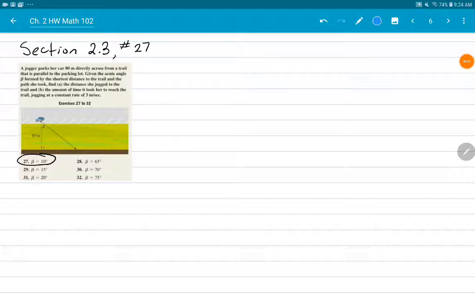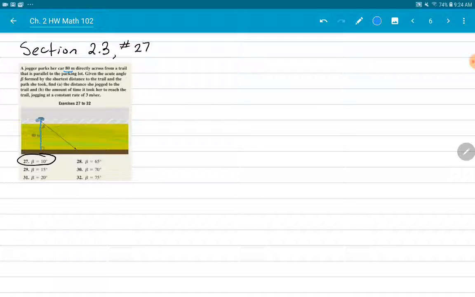For section 2.3, numbers 27 through 32 are all done very similarly. I'm going to model number 27, which we can apply the same techniques to the rest of these problems. So in this problem, a jogger parks her car 80 meters directly across from a trail that is parallel to a parking lot. So that gives us this line of 80 meters.